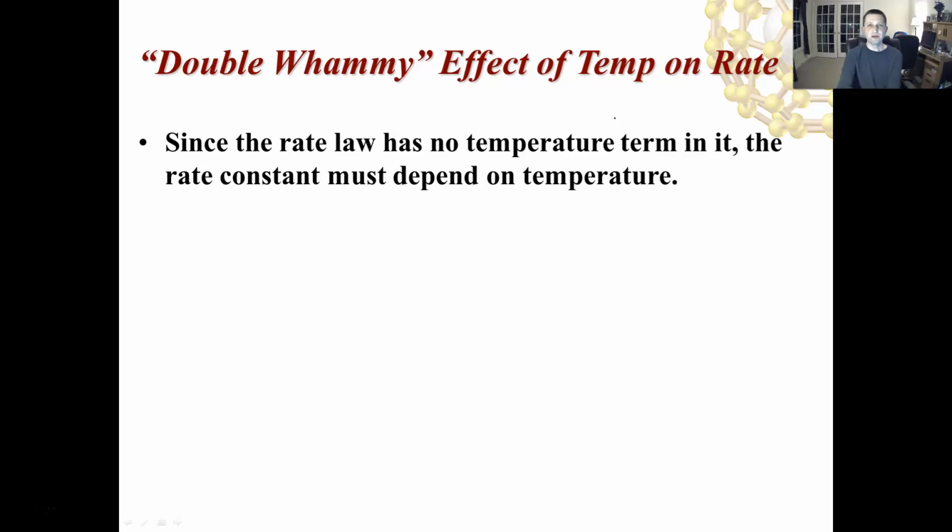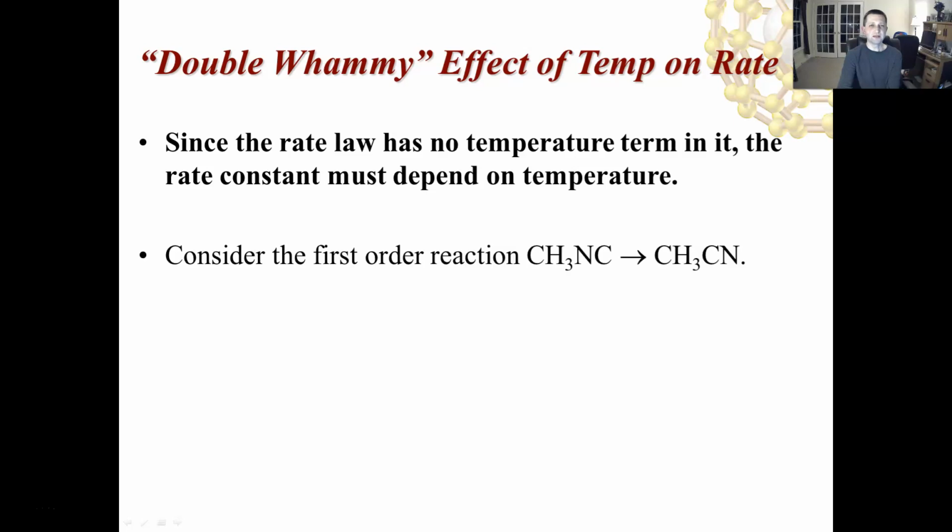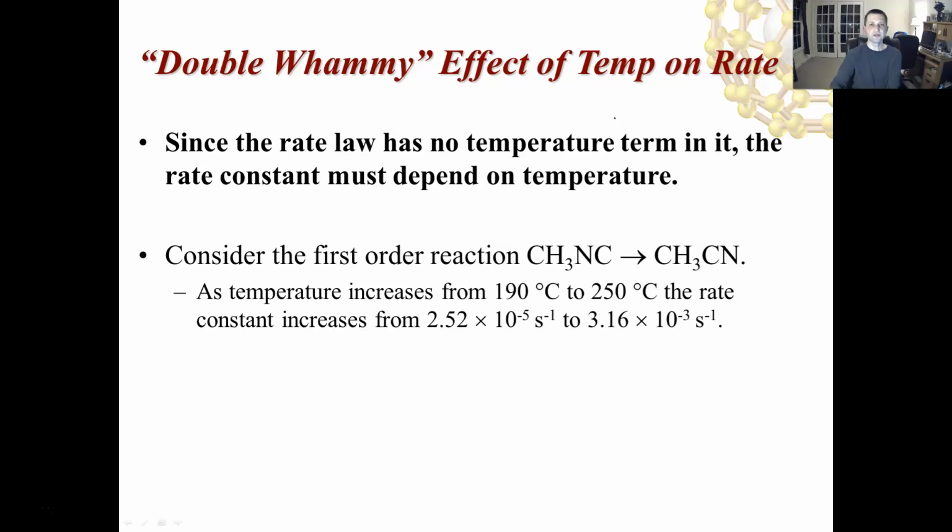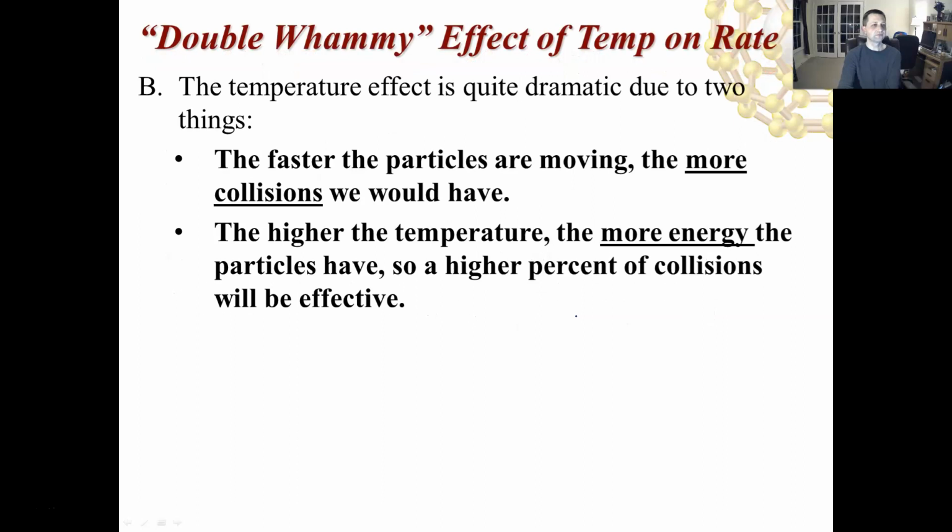Since the rate law, which we may or may not have defined yet, and if we haven't, you still understand this, that's okay, has no temperature term in it, the rate constant depends on the temperature. So if we look at a first order reaction like this, which I'll show you on the next slide or two, CH3NC yields CH3CN. As the temperature increases from 190 to 250, the rate constant goes from 2.52 times 10 to the negative fifth per second to 3.16 times 10 to the negative third per second. So it's a big increase there, 2 powers of 10 with just a 60-degree difference.